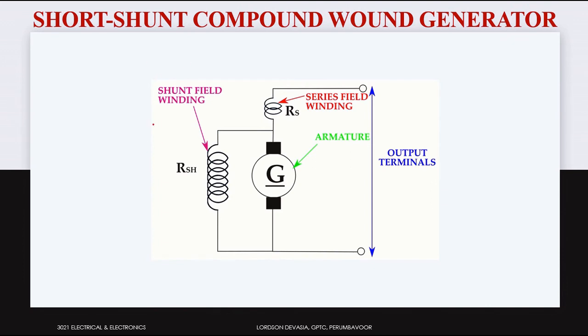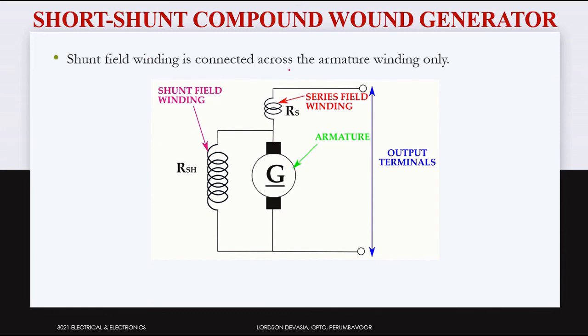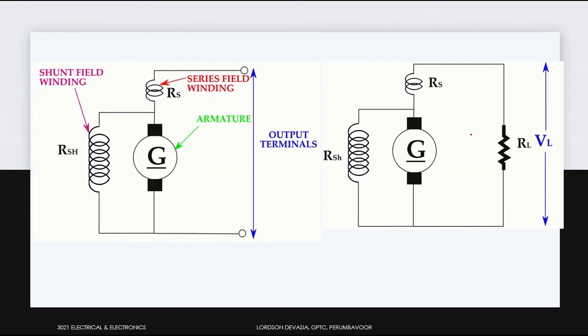Considering a short shunt compound generator, this is the shunt field winding, and this is the series field winding. In a short shunt DC compound generator, the shunt field winding is connected across the armature winding only, and in that a series resistance is connected. So this is the diagram connecting a low resistance that produces a load current.